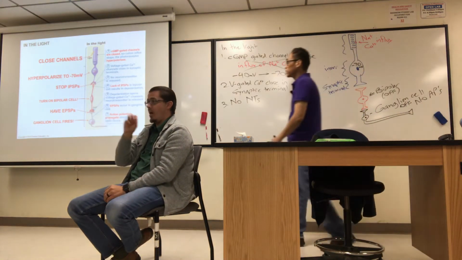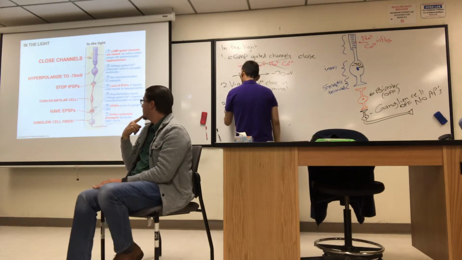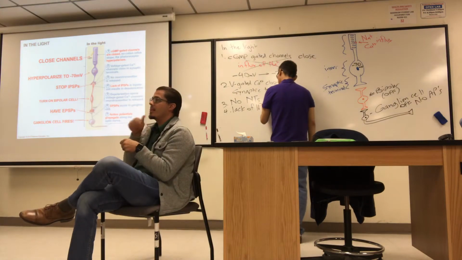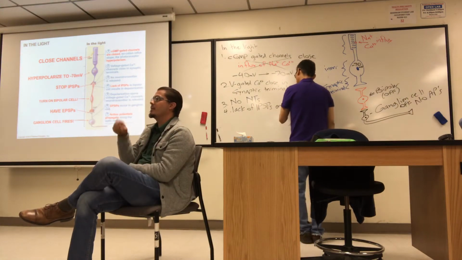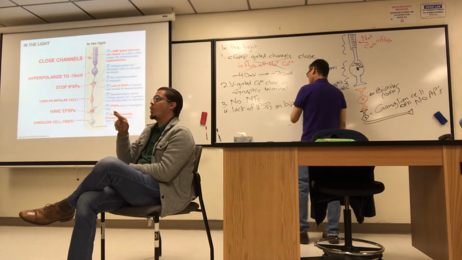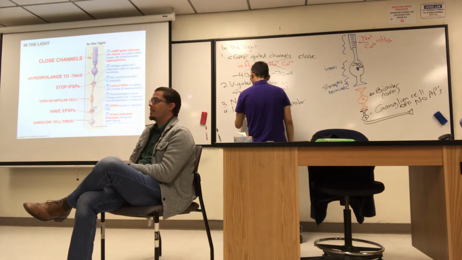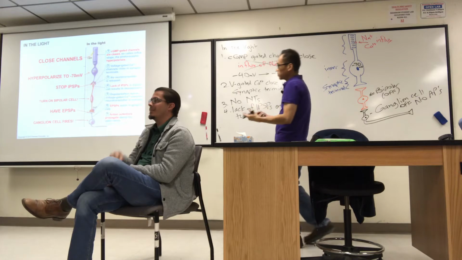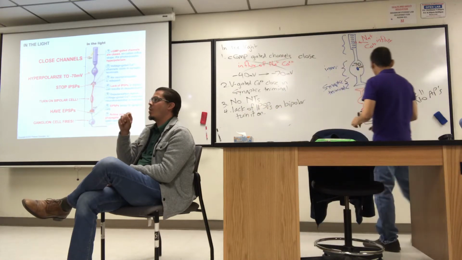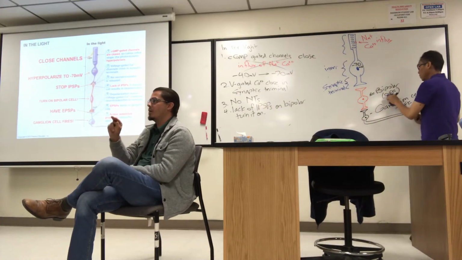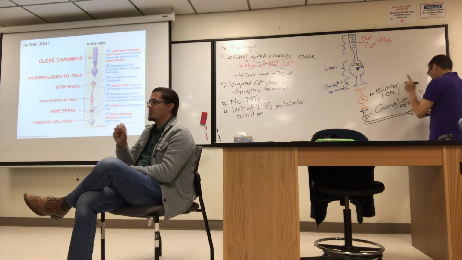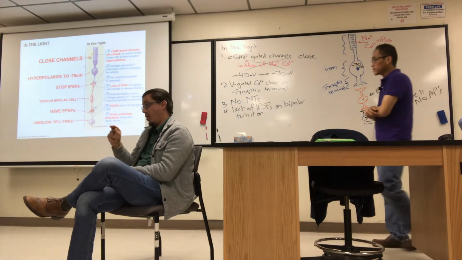Step 4 says lack of IPSPs on bipolar cell. I'll just say turn it on. They say depolarize, which is turning it on. I'll change off to on. Okay, now it's on, and what does it do to the next cell?